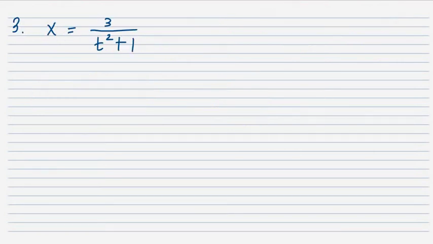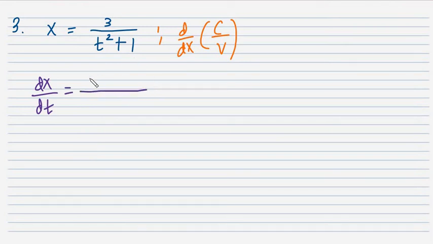Let's go to our problem number 3. For problem number 3, we see that we have a similar case to problem number 2, wherein we will simply use the formula for the derivative of c over v. So let's go ahead and apply that. The derivative of x with respect to t is equal to negative 3. Just to remind us, negative c, derivative of v with respect to x, all over v squared.